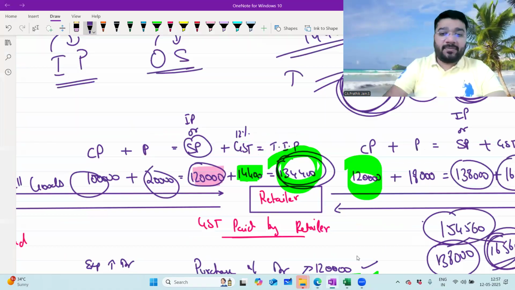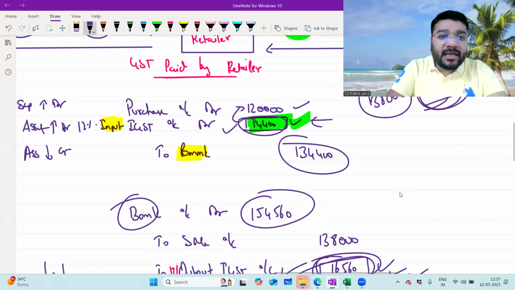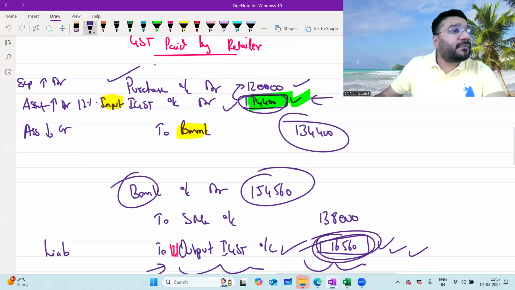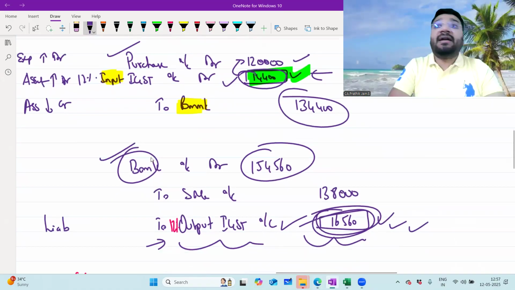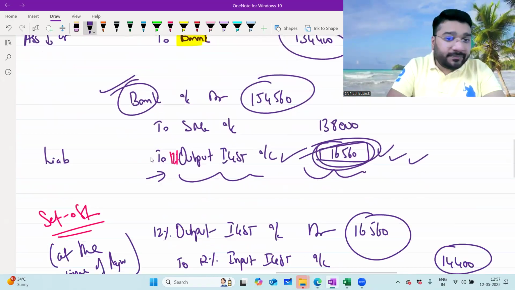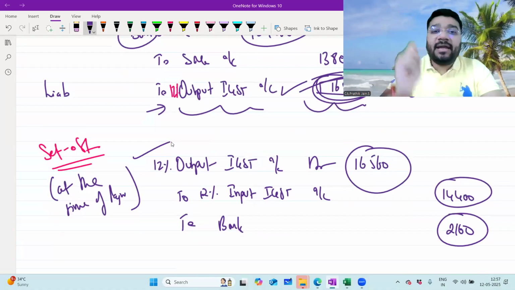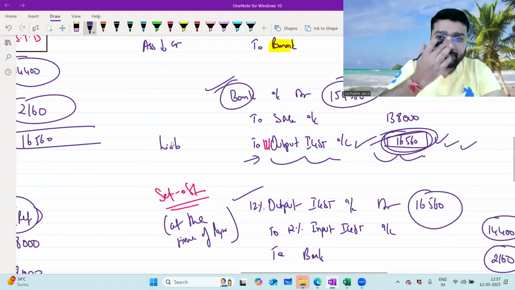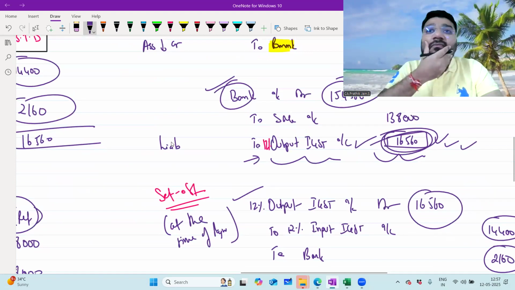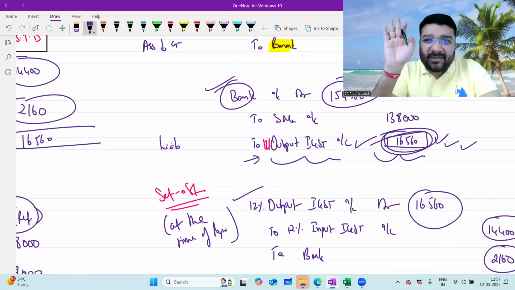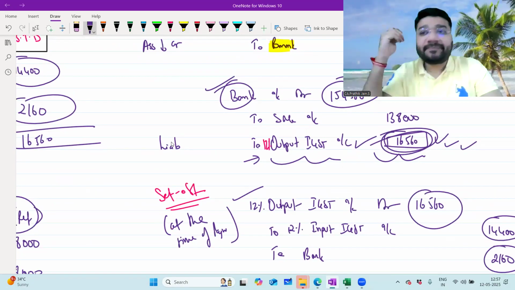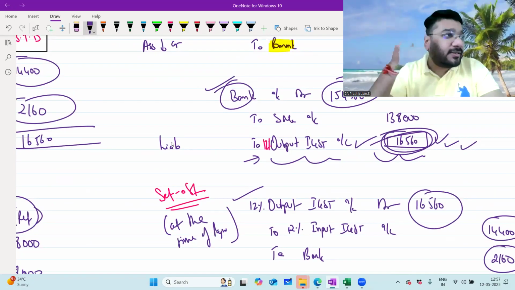Now, if you have any doubts, please ask me. Are you clear with the entry, the purchase entry of the retailer? The sale entry. When does input come? When does output come? That part is clear. And how the set off is done, is that clear? In this, if you have any doubts, please ask me now. Any doubts? Any part you felt, sir, I didn't understand this point, can you please explain? Which part is it?